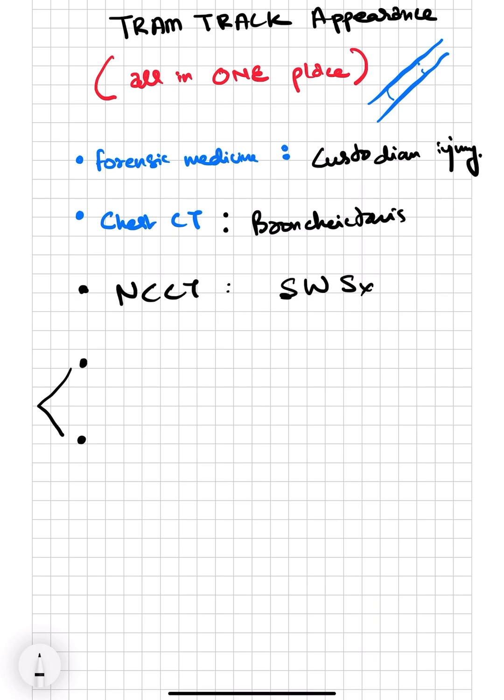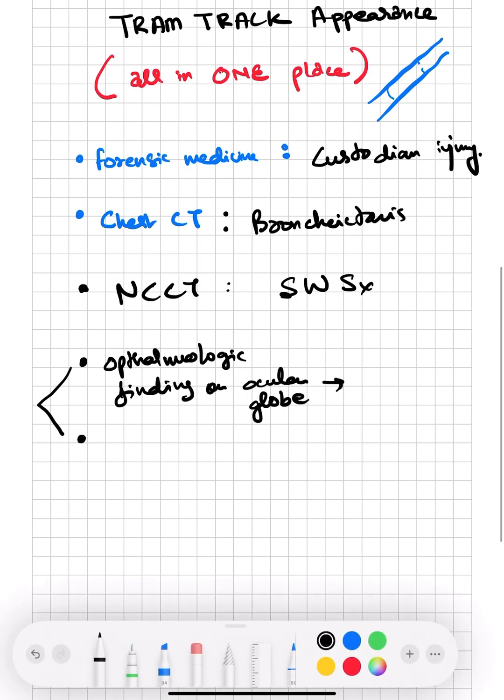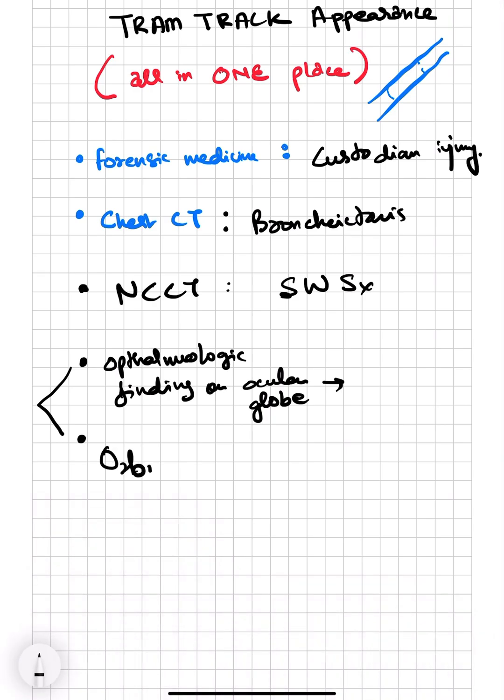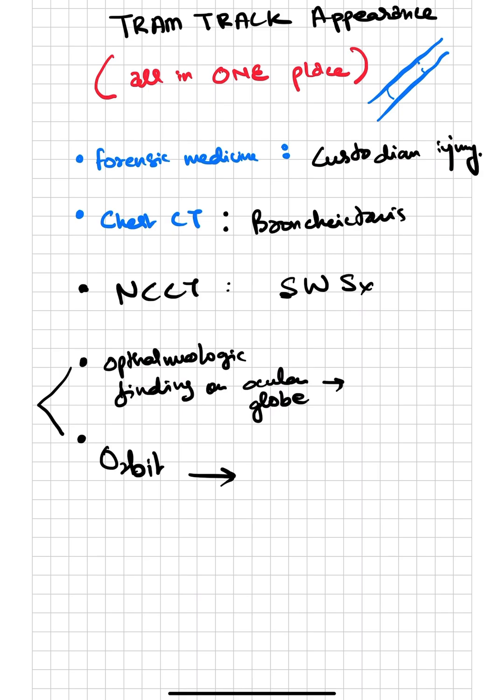There are two ophthalmological findings where you see tram track appearance. One is as an ophthalmological finding on the ocular globe, and the other one is on the orbit. What if you see it on the orbit? These two are related to your ophthalmology. If you see it as an ophthalmological finding on an ocular globe, it is none other than CRAO, which is central retinal artery occlusion. And if you see it on an orbit, tram track appearance on orbit, given with a radiological image, for sure it would be optic nerve sheath meningioma.